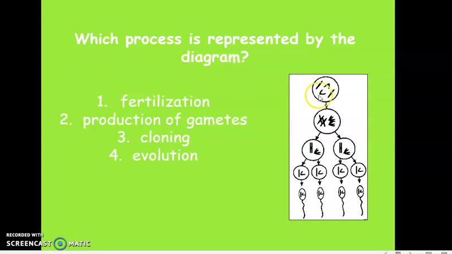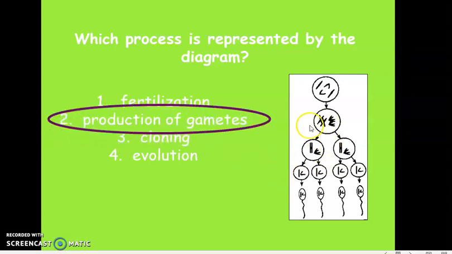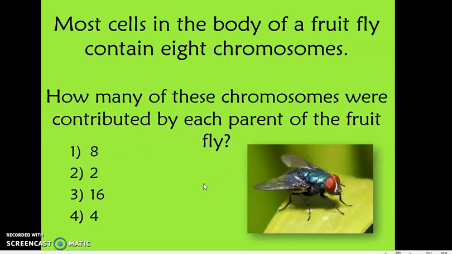Okay, here's our diagram. What's happening here is the production of gametes, not fertilization, cloning or evolution. Sperm are called gametes, so we're producing gametes. It's also sometimes called gametogenesis, making of the gametes. In the male, we get 4 sperm cells. Now, in a fruit fly, the body cells have 8 chromosomes. How many would be contributed by each parent? Of course, you get half from the sperm, half from the egg. Half of 8 is 4.